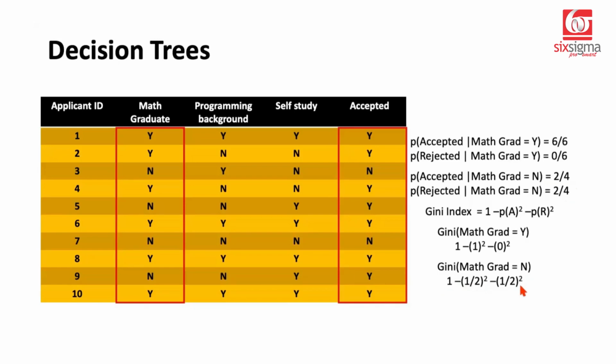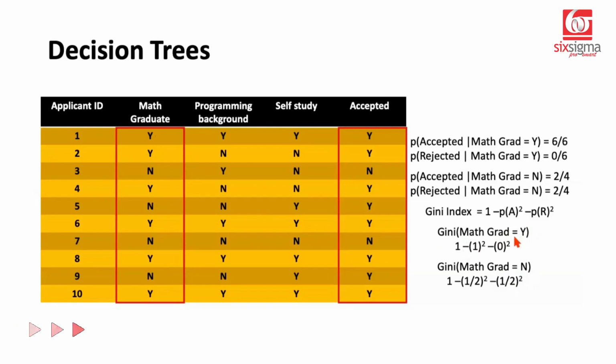1 minus 1 by 2 will be 0.5 or 50%. So let's just focus on these 2 levels right now. We are working on a column called math graduate, and we have 2 levels here, yes or no, and we have the Gini values for both. So how do we calculate the overall Gini value for math graduates?